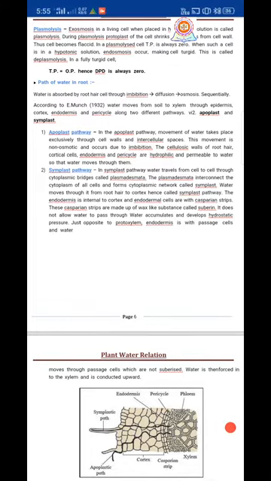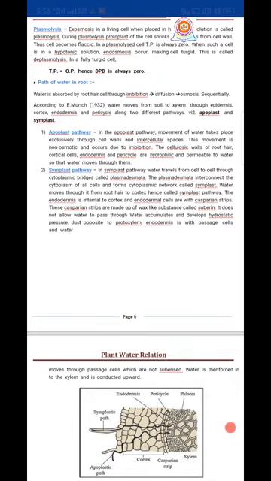According to E. Munch in 1932, water moves from the soil to the xylem through epidermis, cortex, endodermis, and pericycle along two different pathways, that is apoplast pathway and symplast pathway.